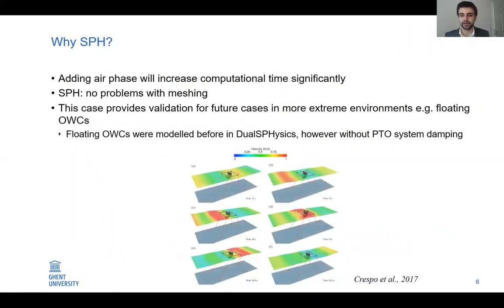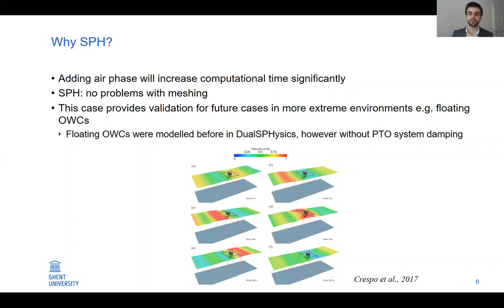The question could be asked why to use SPH for this kind of problem, since mesh-based CFD like OpenFOAM can be more suitable for an OWC with modeling of the air phase as well. And that's in fact a good point. However, in SPH, you don't have issues with meshing. Plus, this case also provides validation for future cases in more extreme environments, such as for floating OWCs. In those cases, mesh-based CFD solver might not be ideal anymore.